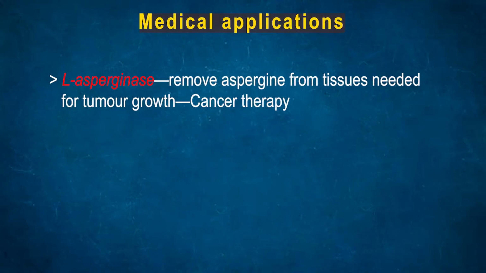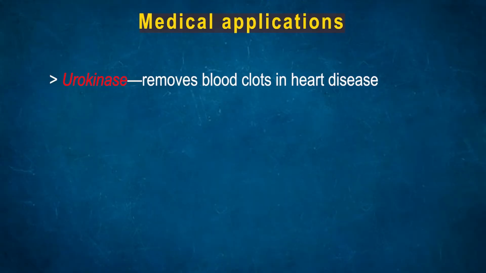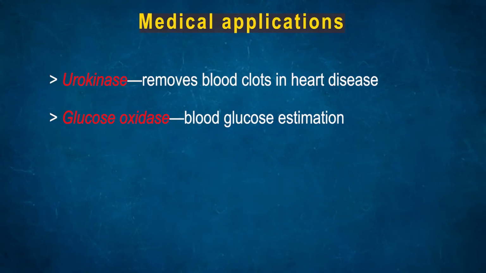For medical application, L-asparaginase removes asparagine from the tissues, which is needed for tumor growth, right? So within the tumor cells, if asparaginase is given, asparagine can be removed and may not serve as food for the tumors. So it is used in leukemia therapy. Urokinase removes blood clots in heart diseases. Glucose oxidase is needed for in vitro blood glucose estimation. So it is called the GOD-PAP method.